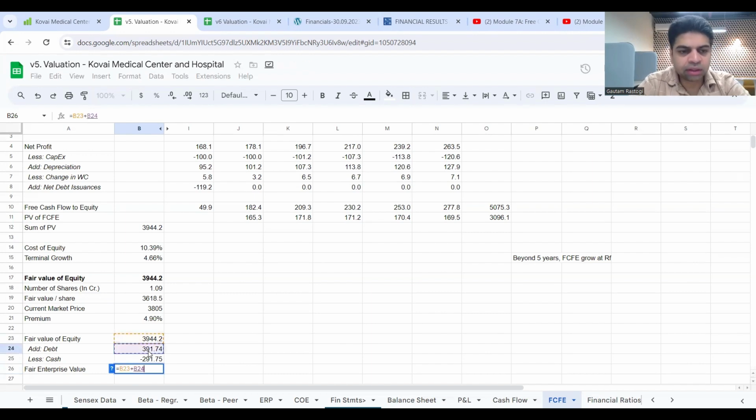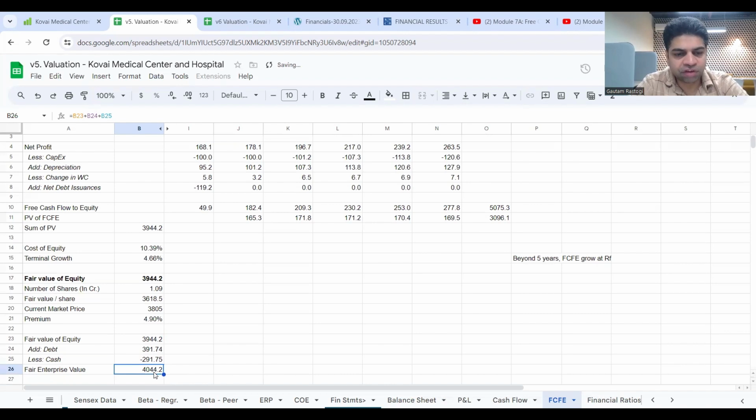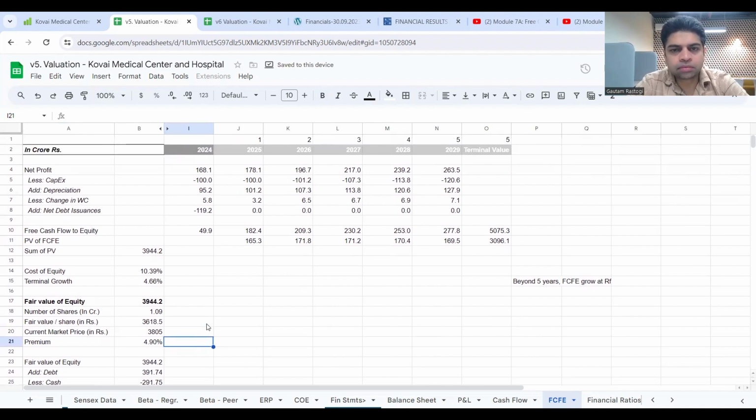So what's the enterprise value? Fair value of equity add debt less cash. So fair enterprise value is 4,044 CR. All right. And by the way, I should write fair market value in rupees, because this is not in CR.